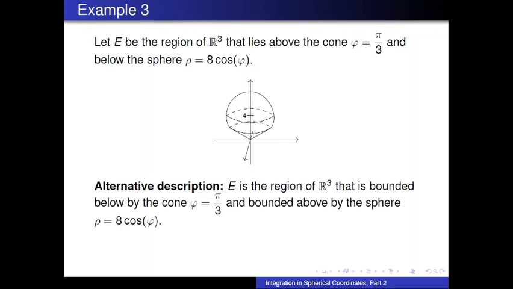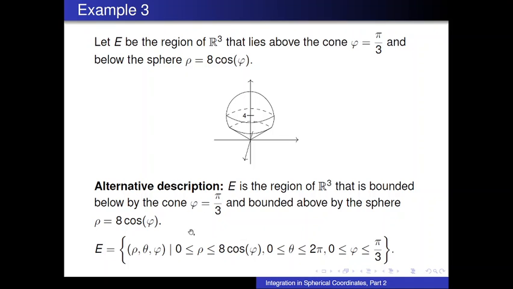So, all right, here's that alternate description, just changing the terminology. We've got here that E is the set of rho, theta, phi, where rho goes between 0 and 8 cosine phi, theta goes between 0 and 2 pi, and phi starts at 0, at the positive z-axis, and ends at pi over 3. So this one's almost a spherical box, except for this one bound that is a function of phi.